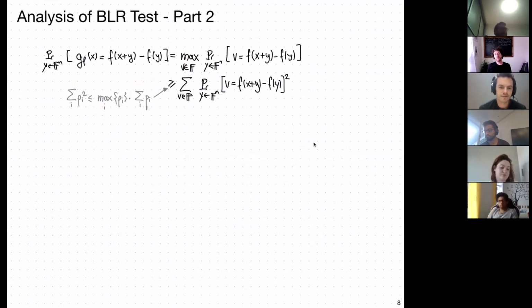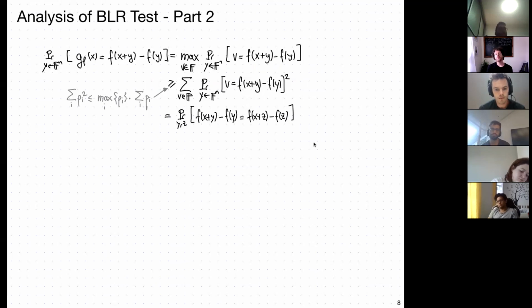Why do I want to move from the L infinity norm, the maximum, to the L2 norm, to deal with squares? It's because this expression represents a very natural quantity which is easy to analyze. And what's that quantity? It's what we like to call the probability of collision. So what do I mean by probability of collision? Let's do it slowly so it will be clear.